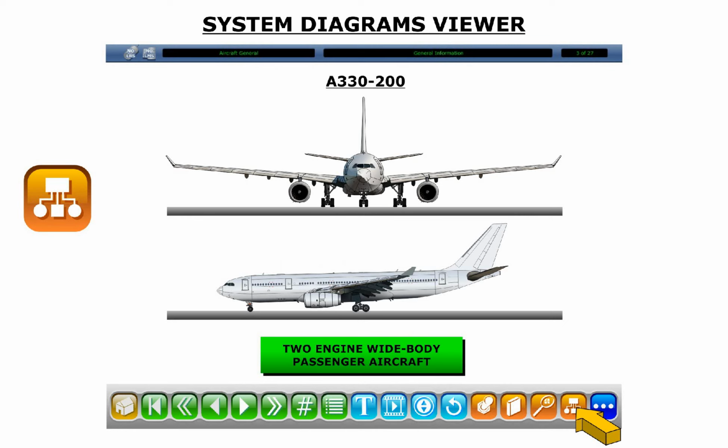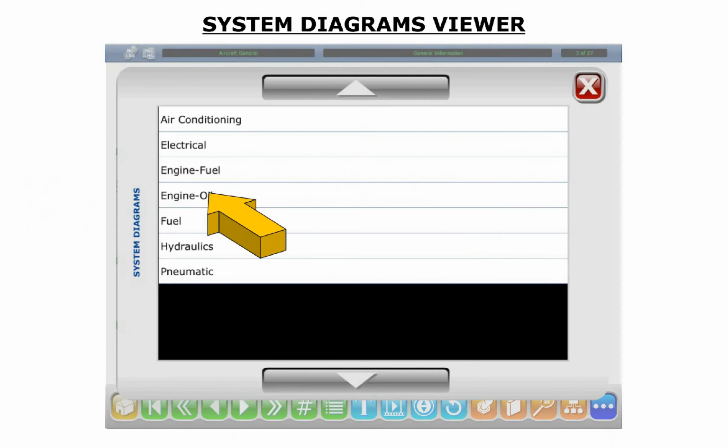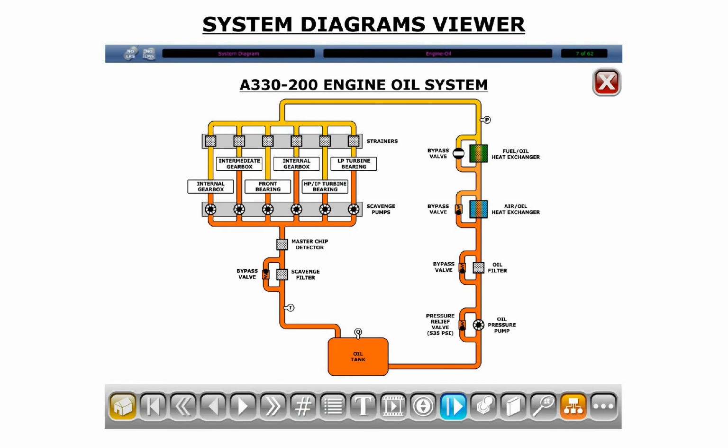Another component of the module viewer is the System Diagrams viewer. After pressing on the orange System Diagrams button, the user will be presented with a list of available aircraft system diagrams. Pressing on any item in the list will display the associated aircraft system diagram.